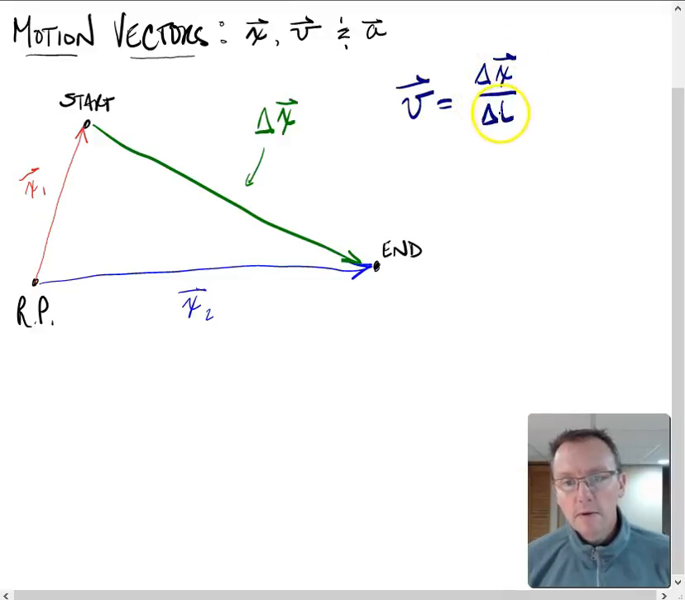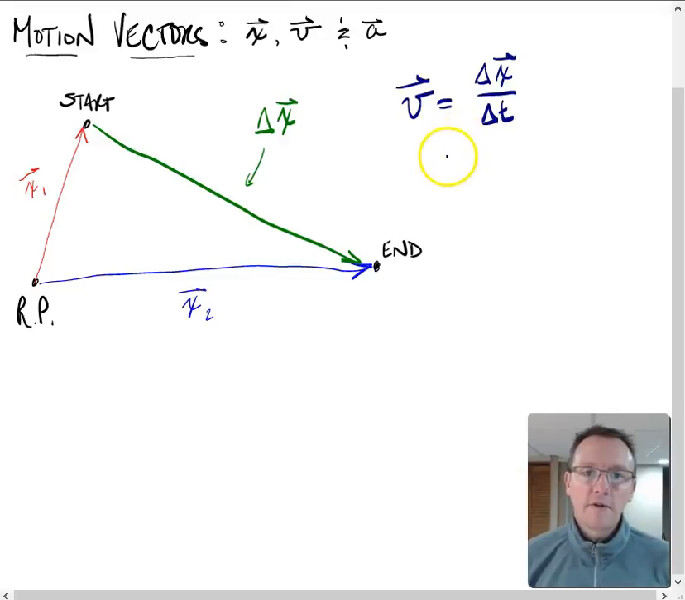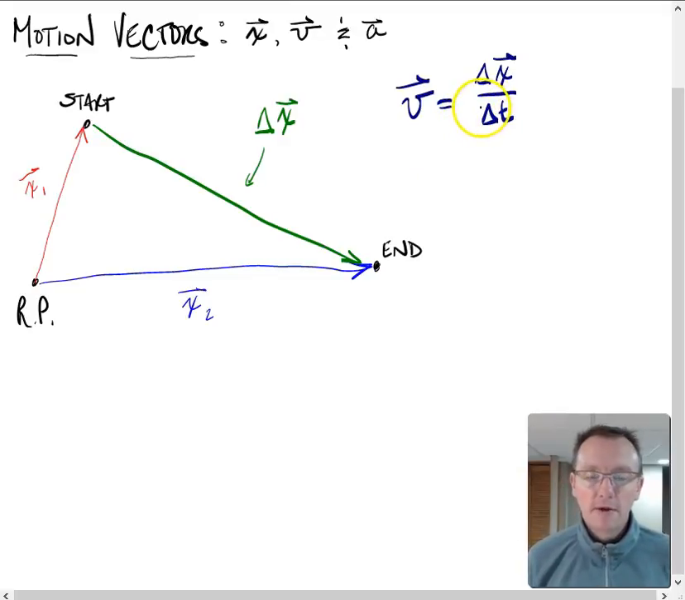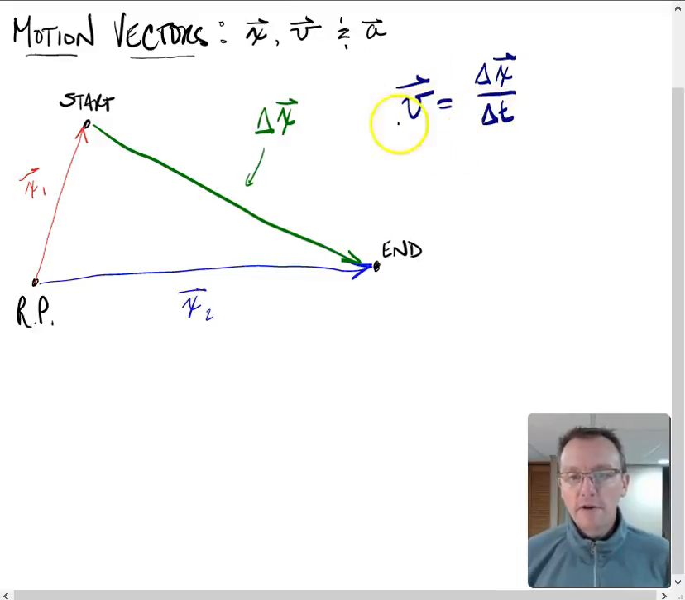Is time a vector? Of course not. Does it make sense to say 5 seconds in the north direction or up? No, of course it doesn't. So our velocity vector is just the displacement vector divided by each individual unit of time.